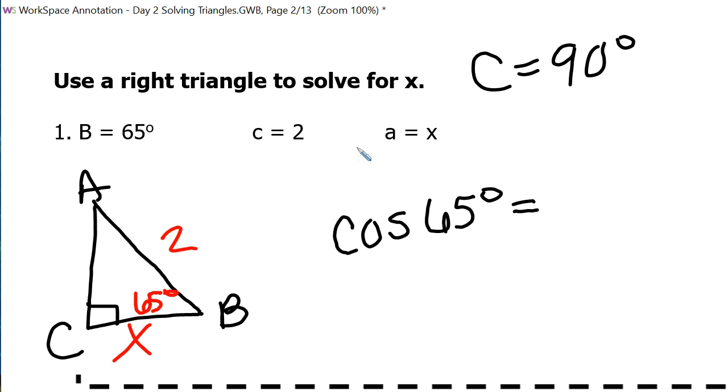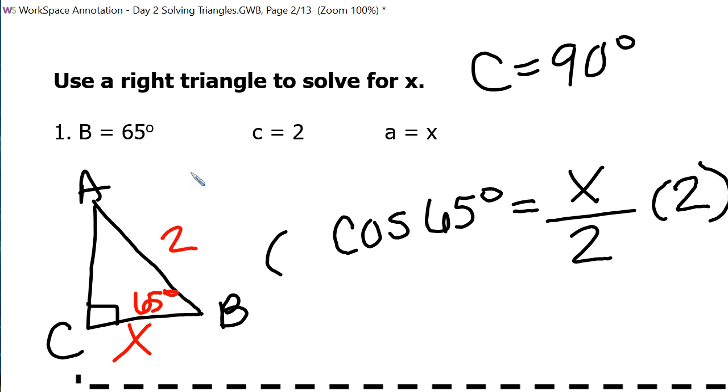And how do you find cosine? Adjacent, which would be x, over hypotenuse, and the hypotenuse is 2. Now solve for x. If x is being divided by 2, the opposite would be multiply both sides by 2. So make sure you're in degree mode. And in your calculator, you need to do 2 times cosine of 65 degrees. Now make sure your calculator is in degree mode.